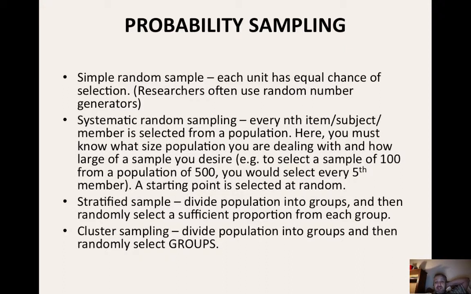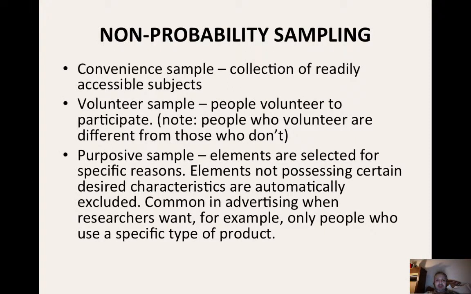Cluster sampling is similar. You divide the population into groups, but then instead of selecting a proportion from each group, what you do is you just randomly select groups. And sometimes, in certain cases, that's the most appropriate thing to do. Okay, so those are four kinds of probability sampling techniques.